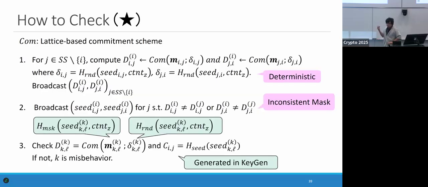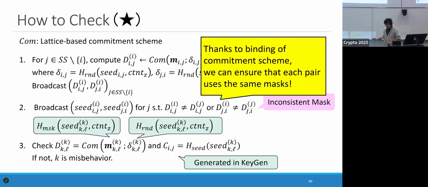And finally, signers check whether the commitment D is honestly generated, and check if the revealed seed is valid via the hash commitment of the pairwise seed, which is generated in the key generation phase. Then, thanks to the binding of commitment schemes, we can ensure that each pair uses the same commitment.